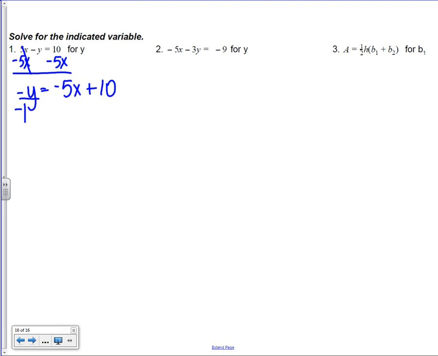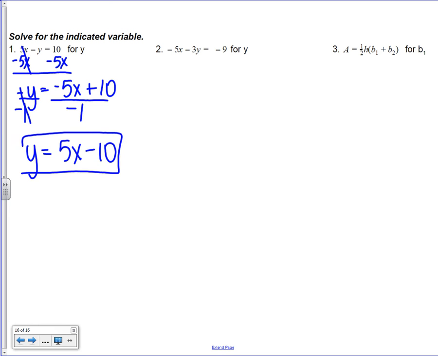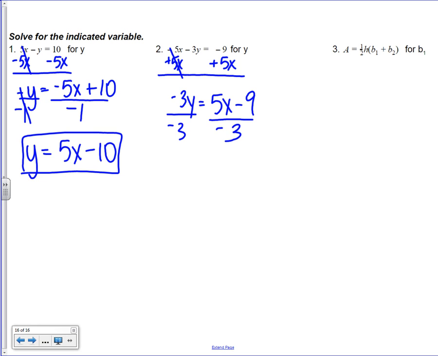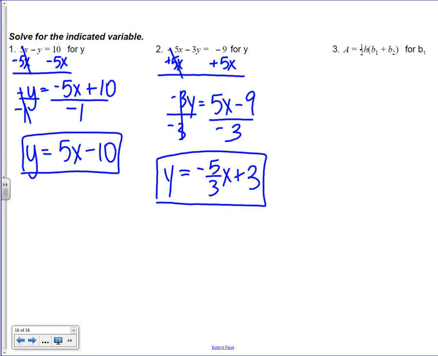Now we need to divide by -1. The entire thing gets divided by -1. So this will be a positive 5x and then a minus 10. And the y is isolated. In number 2, we're isolating the y again. So first I'll move my x's over. Again, you can have that 9 before the 5x, that's okay. Everything is divided by -3. Well, 5 doesn't divide by -3 without a repeating decimal, so we'll just leave it as -5/3 x. And then I have a plus 3 on the end because a -9 divided by a -3 is a positive 3.